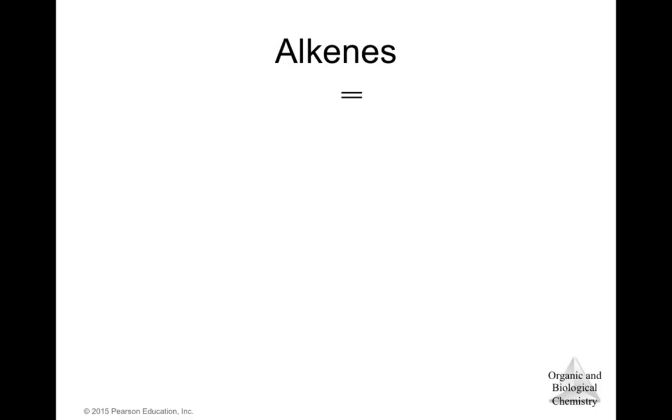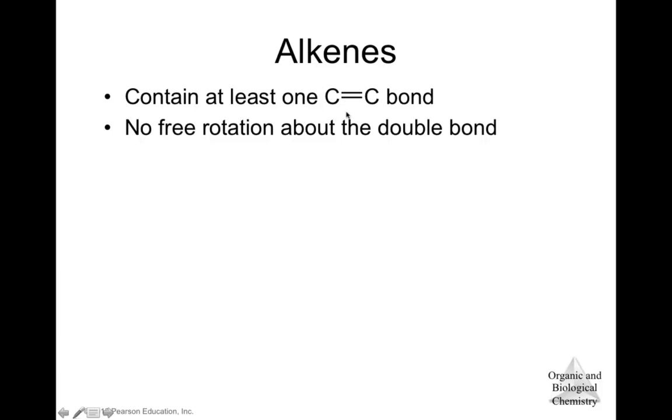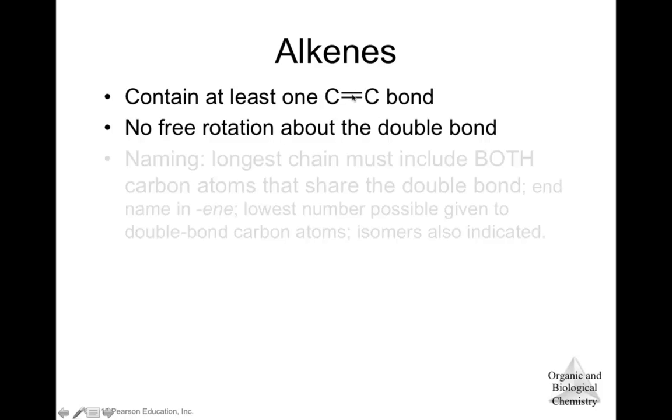So let's talk about alkenes. Alkenes are the first unsaturated hydrocarbon that we're going to talk about. They contain at least one double bond between carbon atoms. Because of that, there is no free rotation between these carbons. When you just have sigma bonds between carbon and hydrogen atoms, you have rotation continuously. But when you have a double bond, you don't have rotation.